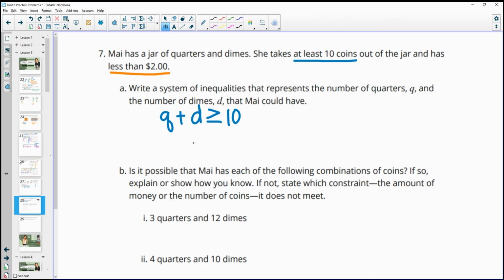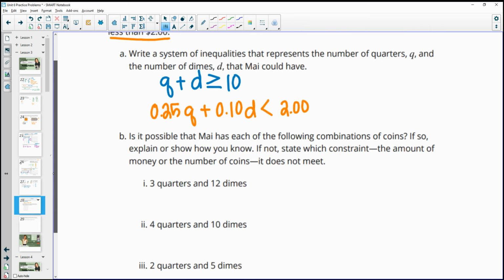Then the value of those, so the value of each quarter is 25 cents. So we'll take 25 cents times the number of quarters. Dimes are worth 10 cents. So we'll take 10 cents times the number of dimes. And this number has to be less than $2. Okay, it cannot be equal to, it just has to be less than $2.